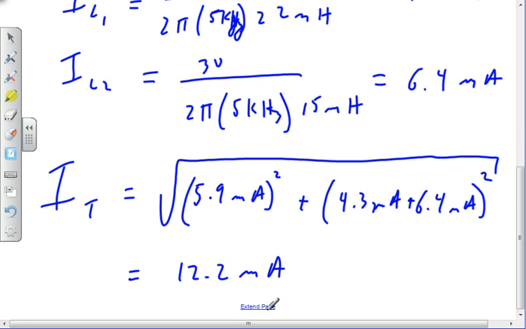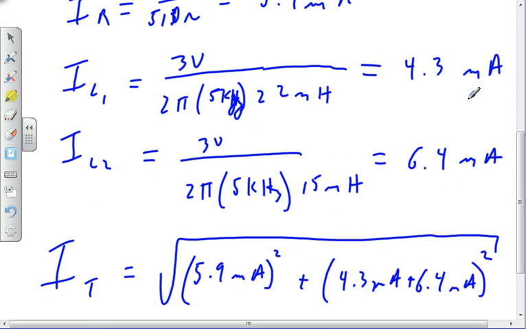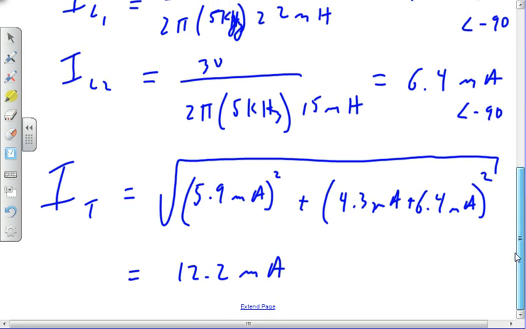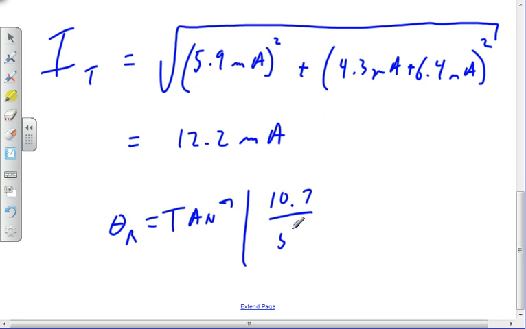And this guy is angle minus 90, and this guy is angle minus 90, and that makes this guy theta reference, which means the first quadrant answer, which I really don't care about because I want a fourth quadrant one. Absolute value of the y component, 10.7 divided by 5.9.